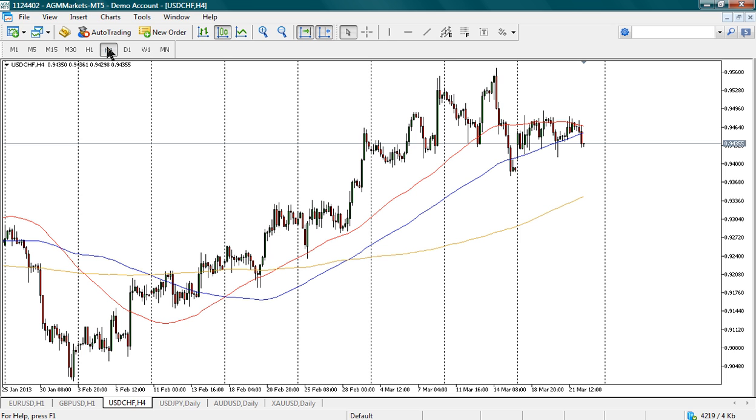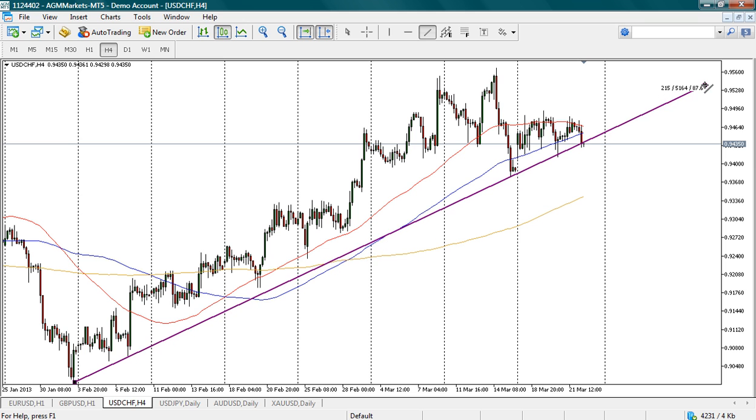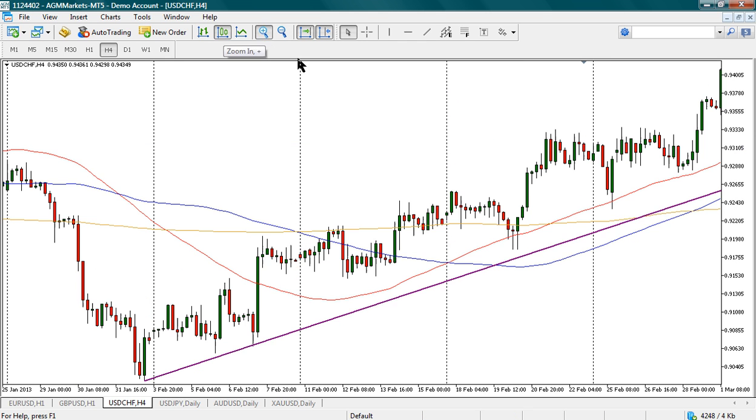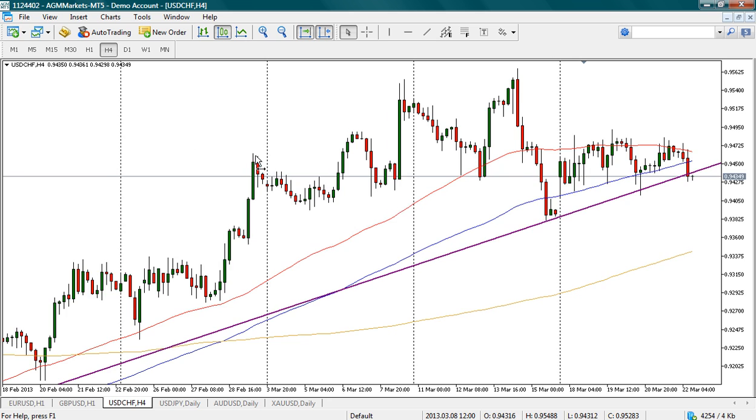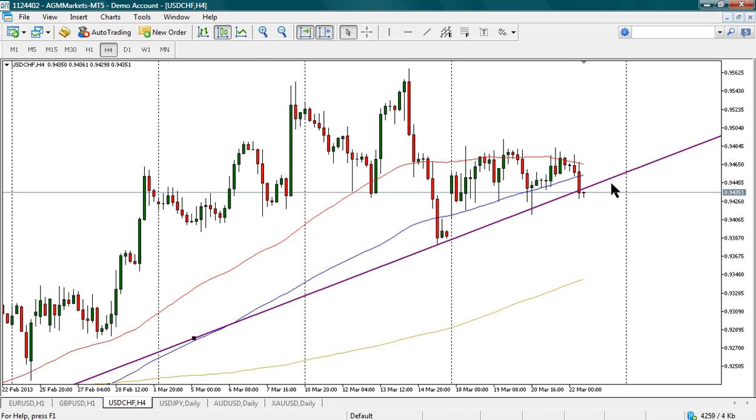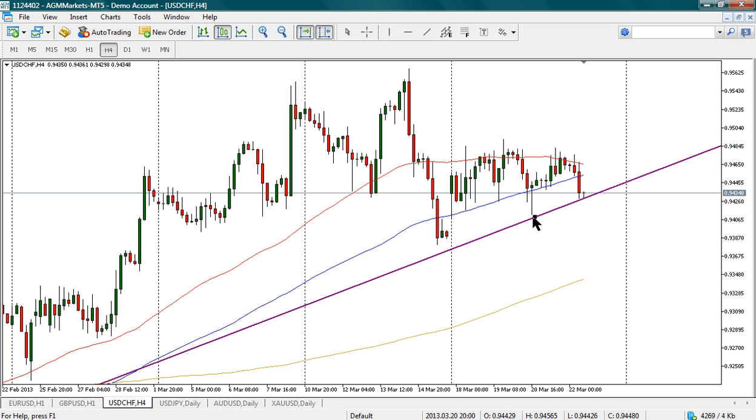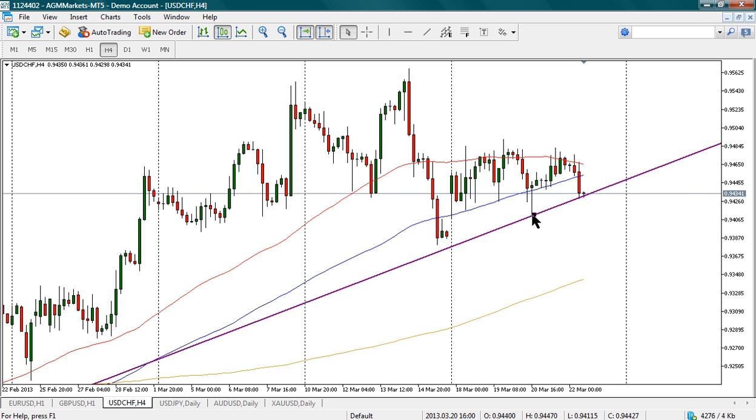Let's have a look at the 4 hour. I'd say we're in some sort of uptrend here. It's still technically holding, although it is looking quite heavy. If you zoom in a bit on this 4 hour, and bring the trend line out a bit, then we're pretty much sitting right on it now. So it is looking quite heavy. It's been quite choppy really these last few days. You can see it's been in a sort of sideways range.